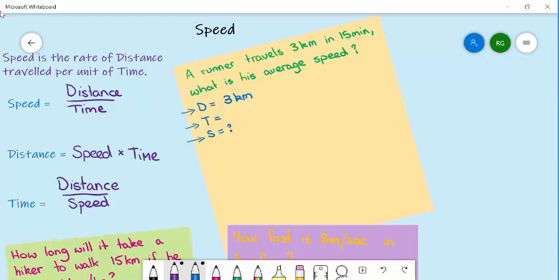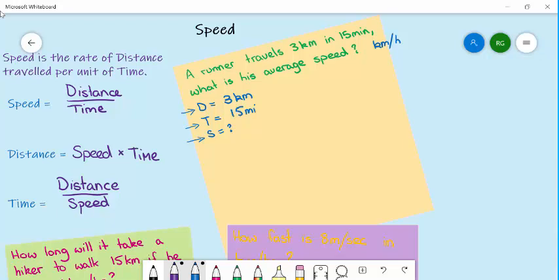And in this case, the question doesn't clarify, does it want it in kilometres per hour, or metres per hour or seconds per hour. So we'll just assume that they want it in kilometres per hour. So we'll write that up here just for our own sake. So let's find it in kilometres per hour. So the distance is 3 kilometres. The time is 15 minutes.